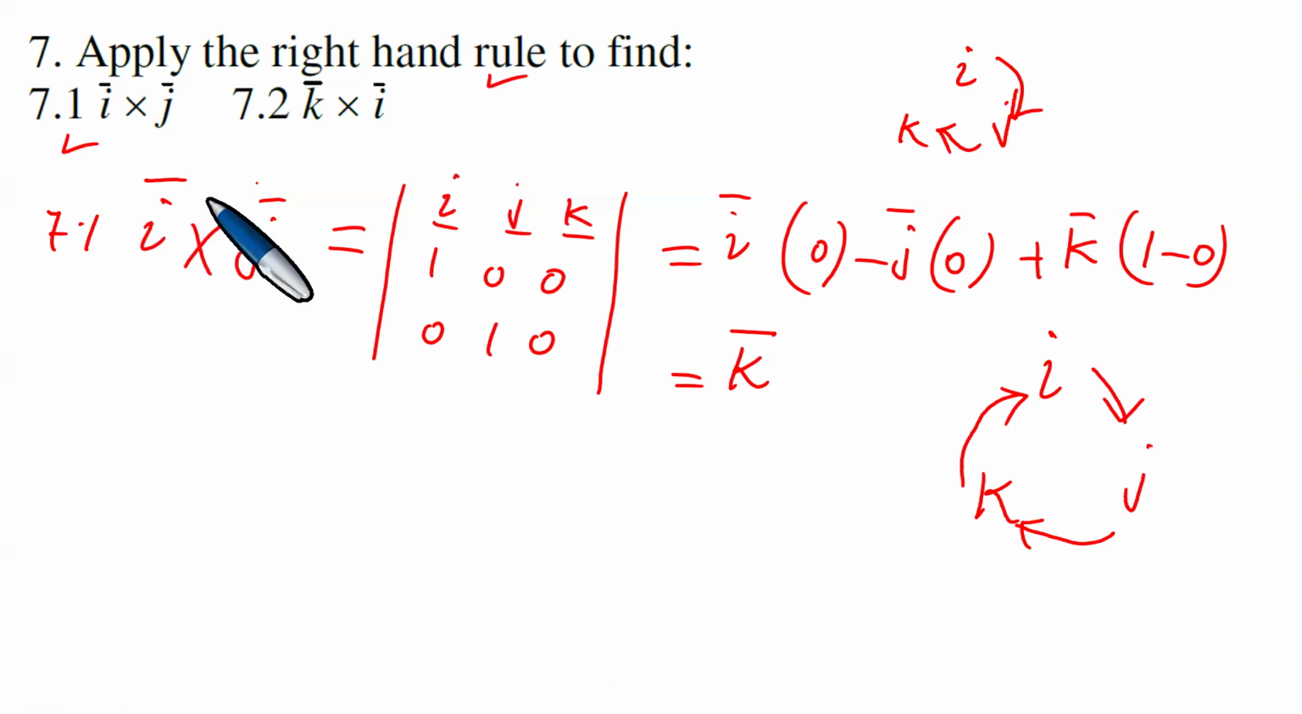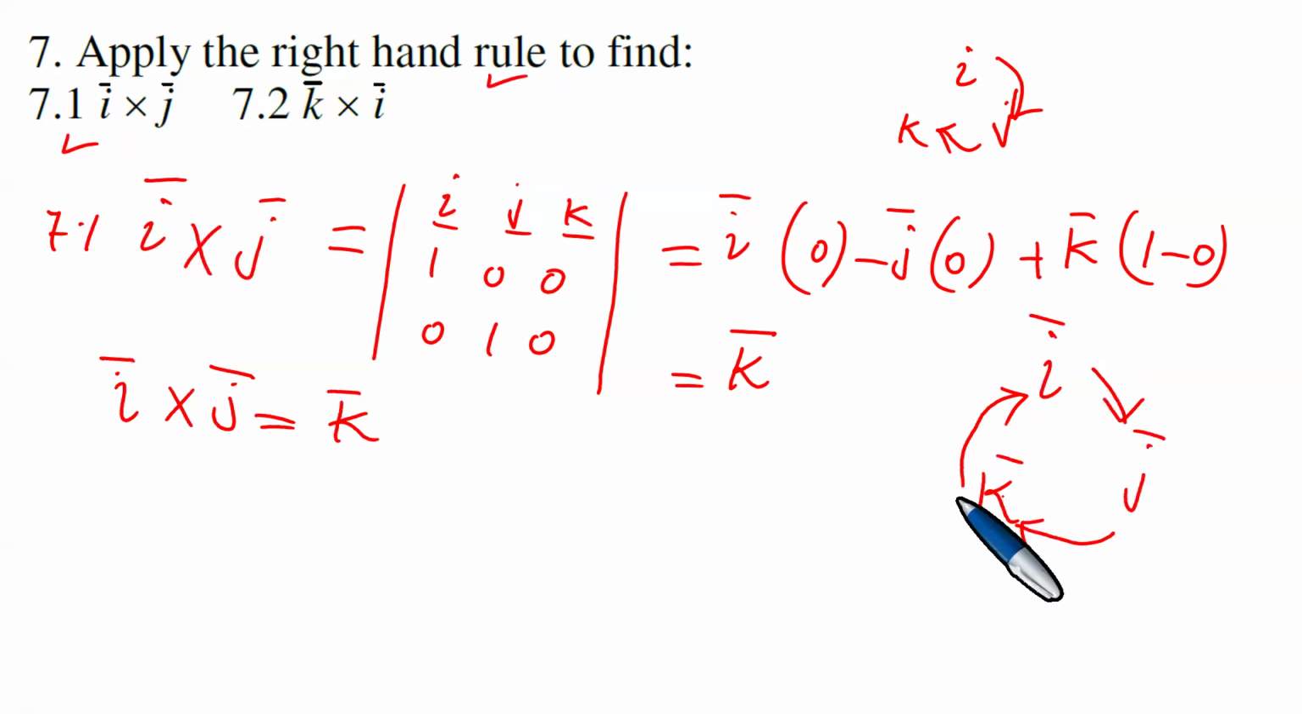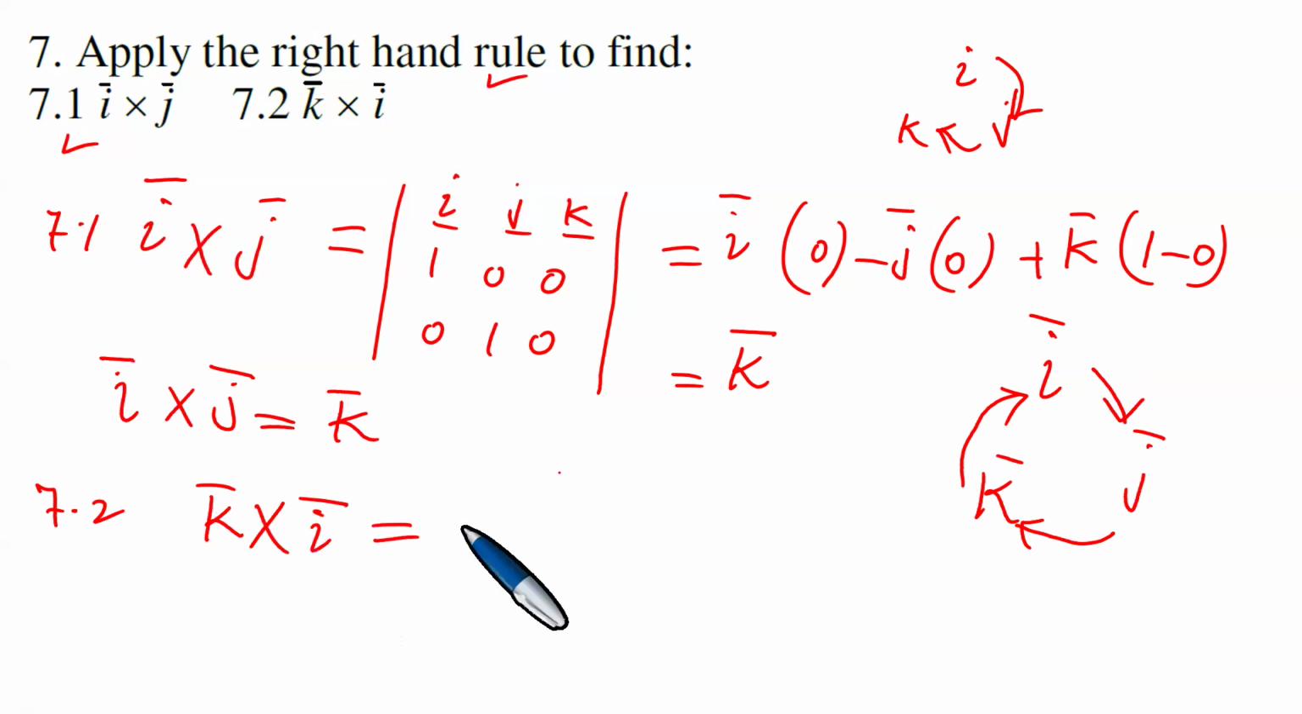For example, I cross J would yield a K. Without having to reason, I cross J becomes K, where these are our unit vectors. So I cross J becomes vector K. Using this notion, the diagram on the side, you can say, for instance, vector K cross unit vector I. Now, let's look at K cross I. We are able to see that K cross I would give us vector J.